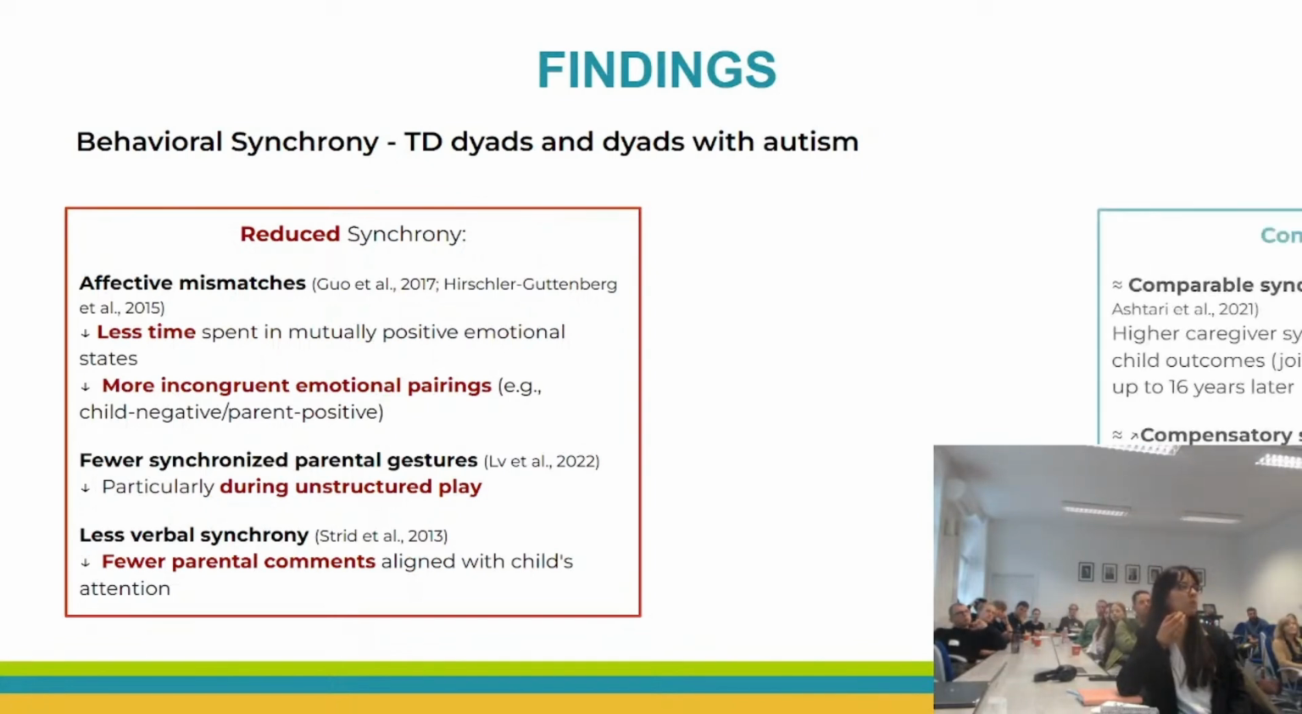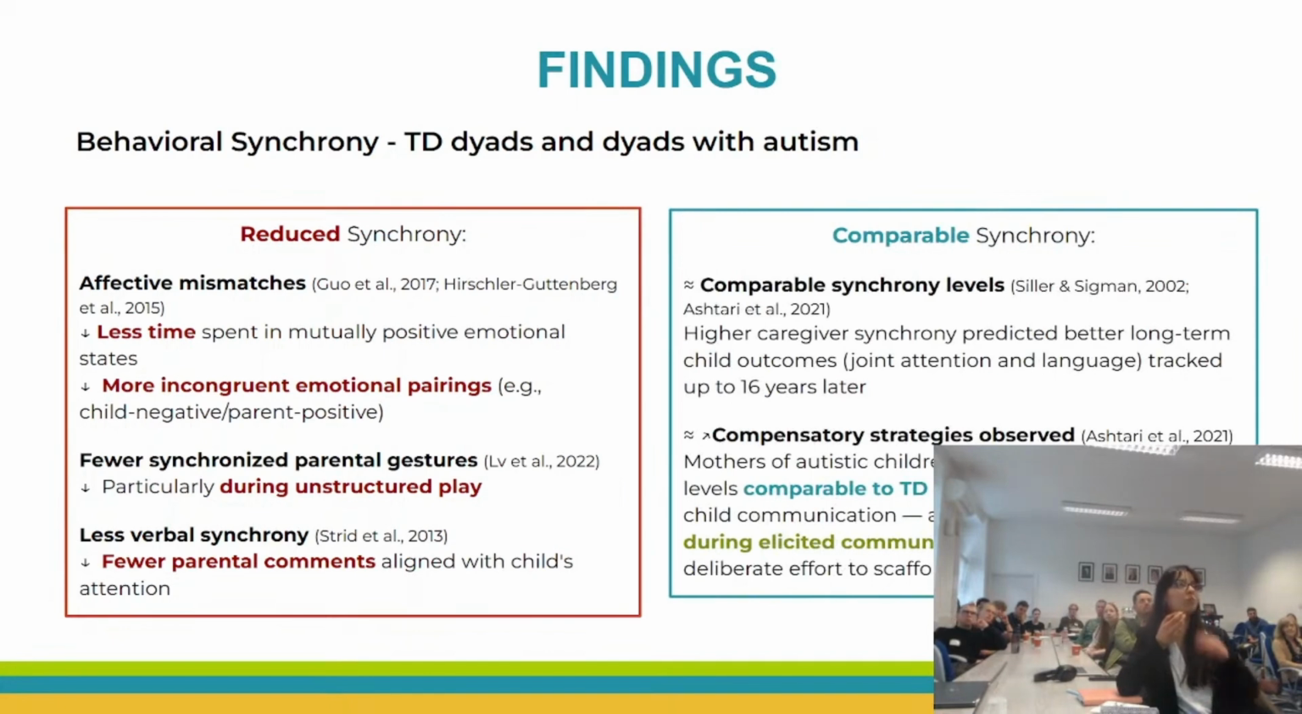But other studies show comparable synchrony between autistic and non-autistic dyads, even in everyday interactions and situations. What's really important and interesting is that higher synchrony, when it occurs, has been linked to better long-term outcomes, such as language development or joint attention. And in some cases, caregivers, especially mothers, seem to adapt their behavior to maintain or even increase synchrony when a child engages more actively. This might reflect some kind of compensatory strategy to support their interaction.